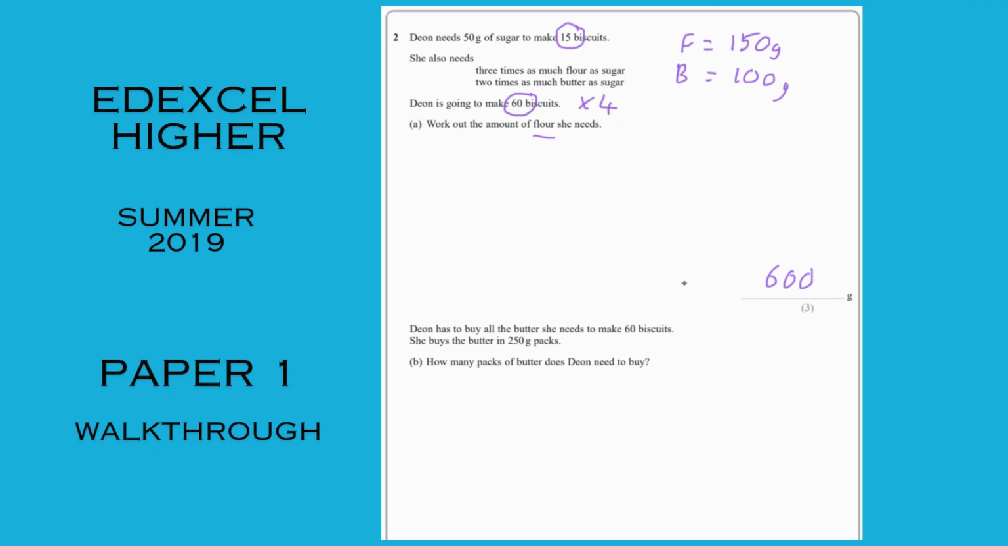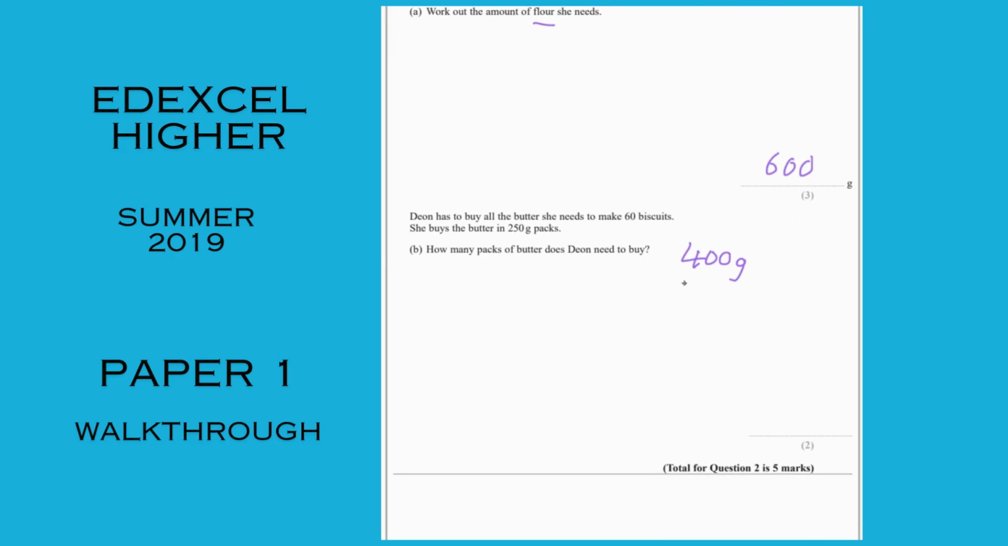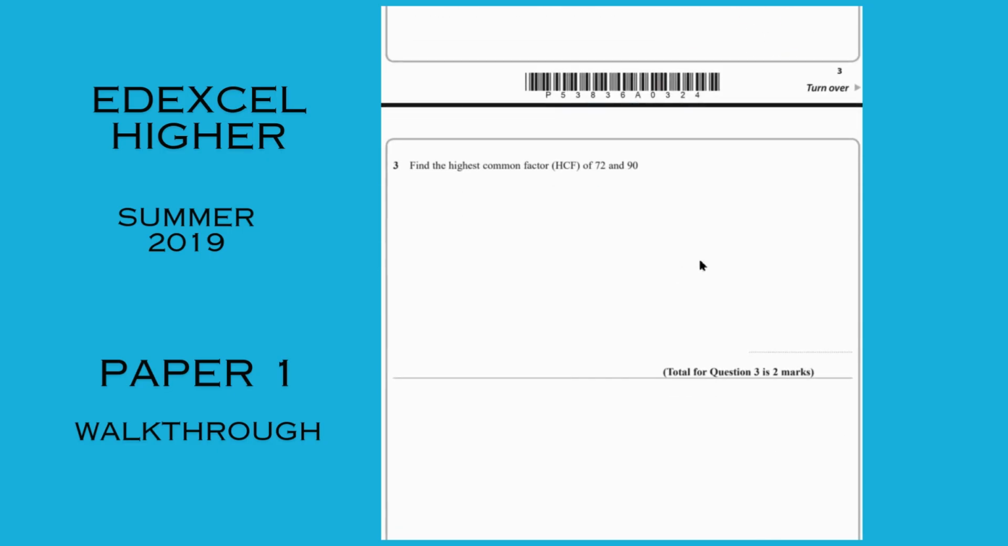Then we've got to buying all the butter to make 60 biscuits. So we've already started the work here. There's part of our working out for B. Well, 4 times as much means we need 400 grams. So 1 pack's not enough. 2 would give us 500. 2 would cover the amount required.